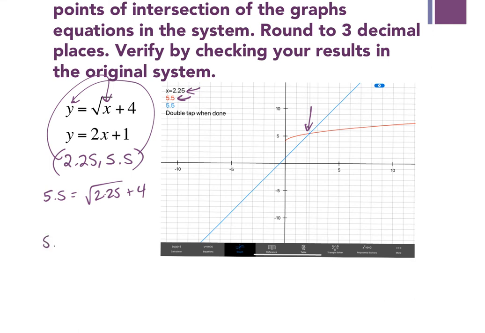And then I would do 5.5 equals 2 times 2.25 plus 1. You're going to get 5.5 equals 4.5 plus 1, and 5.5 equals 5.5. So it's just showing you that the solutions would work both ways. On the graph, if you get them from the graph, you should plug them in, get them. If you get them from the equations and then you verify with the graph, they should both work. Can you do that on the actual?